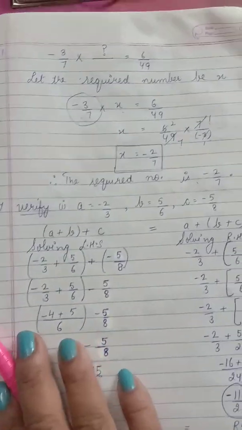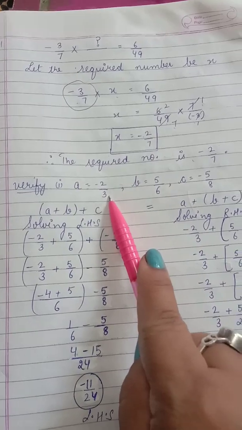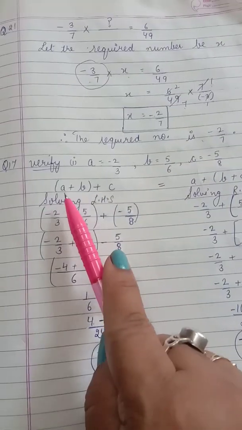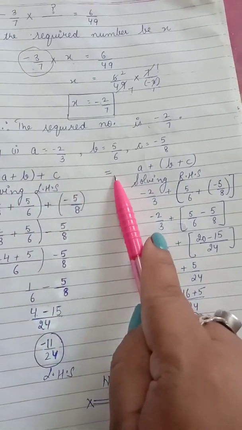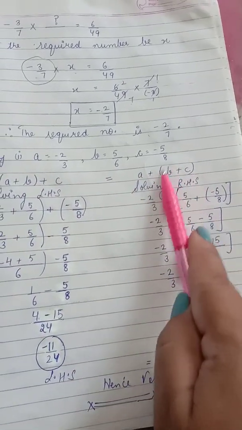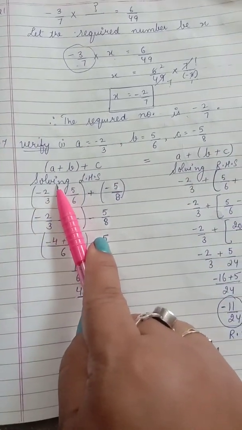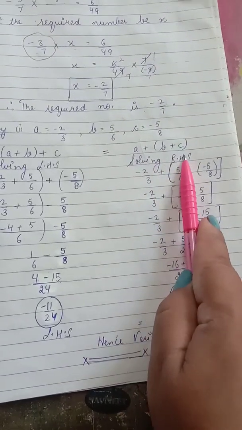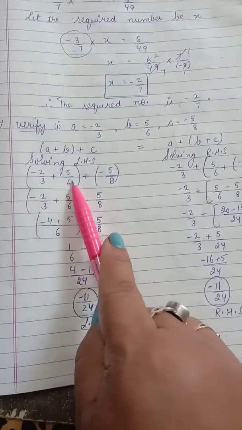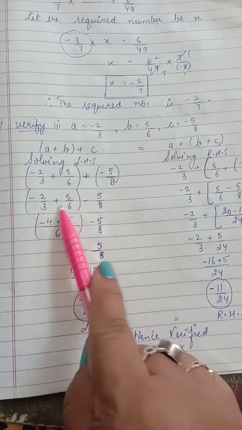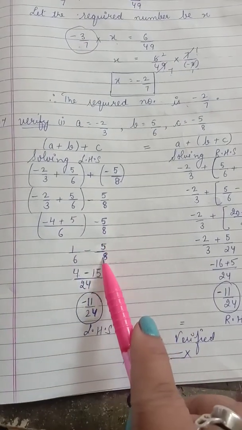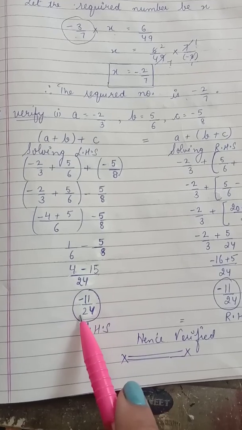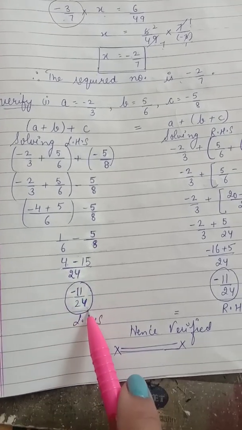So the required number is minus 2 upon 7. Number 17, you have to verify. Now the values of a, b and c are given. You have to verify that a plus b plus c, where a and b is in a bracket, is equal to a plus b plus c, which is in second bracket. Solving left hand side separately and solving RHS, that's right hand side, separately. Putting the values, adding the values in one bracket separately, your answer is 1 by 6. Combining it with the outer value, the final answer will be minus 11 upon 24.